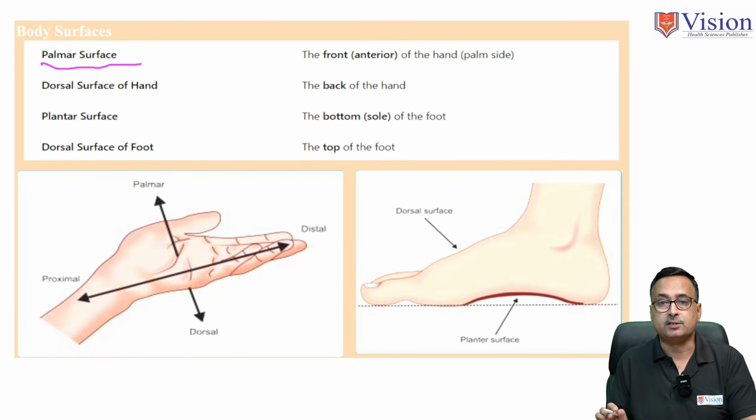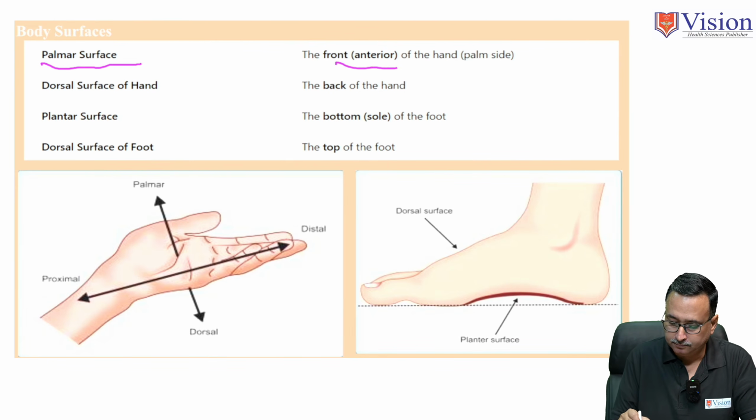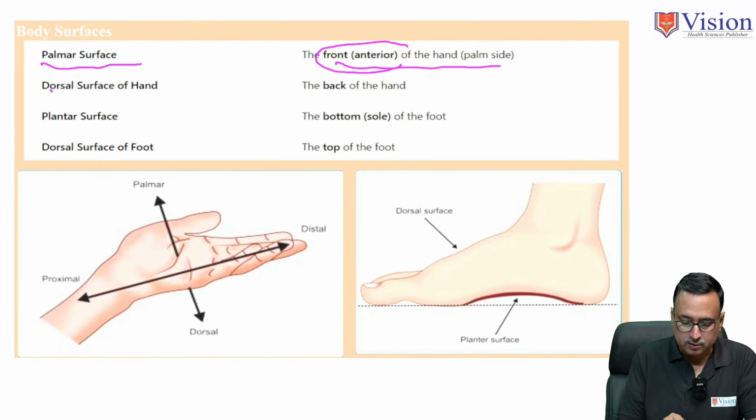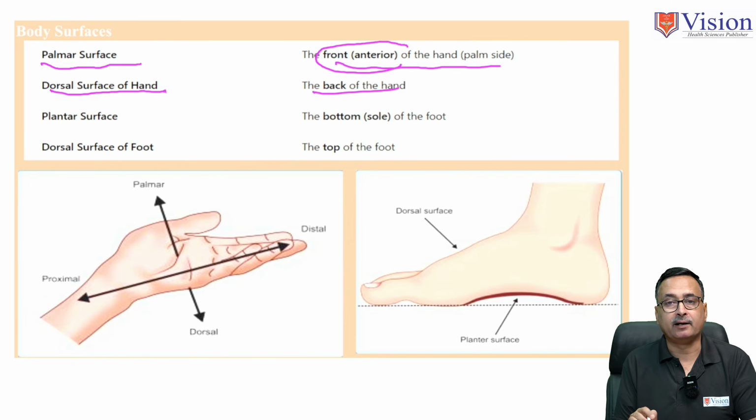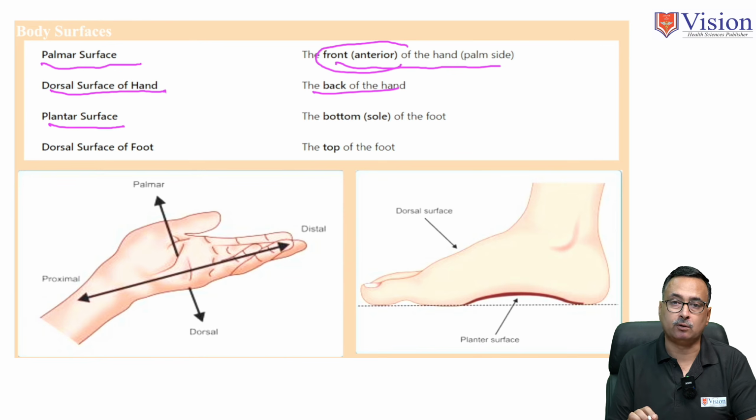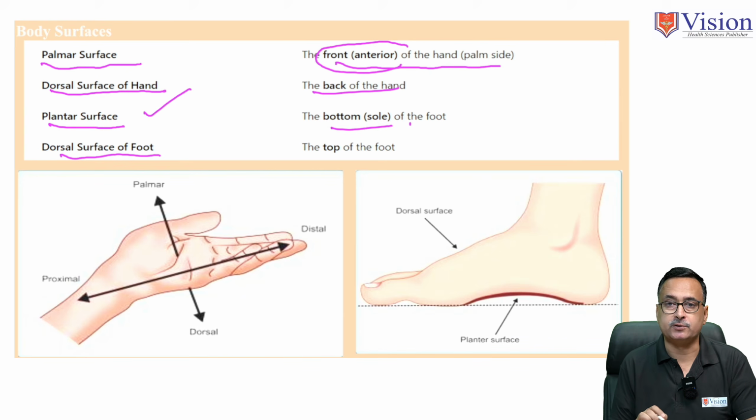Again, palmar surface. Palmar surface refers to the palm of hand. It is anterior surface. So dorsal surface of hand is the back surface of hand. Plantar surface, this surface refers to the surface of foot. That is the surface of foot facing floor while walking is the plantar surface. And dorsal surface of foot is the upper surface of foot towards shin bone or tibia.